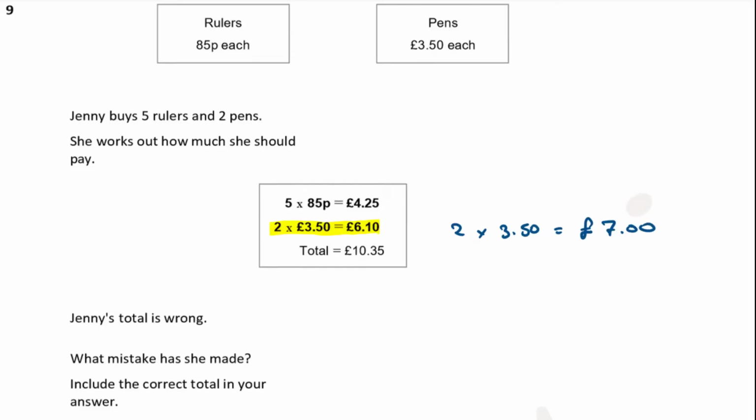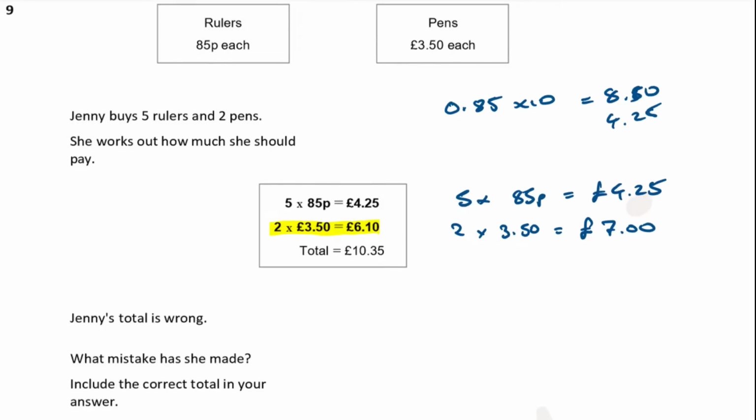Okay, now is the top bit right? Is 5 lots of 85p £4.25? Well, timesing by 5, I kind of times by 10 and halve. So 85p or 0.85 times 10, that's £8.50, and half of £8.50, that is £4.25. So that does seem to be right. Okay, so I think that first bit is right. So 5 times 85p, that is £4.25. So then the total is, adding it together, 5 and 0 is 5, 2 and 0 is 2, 4 and 7 is 11, so it's £11.25.